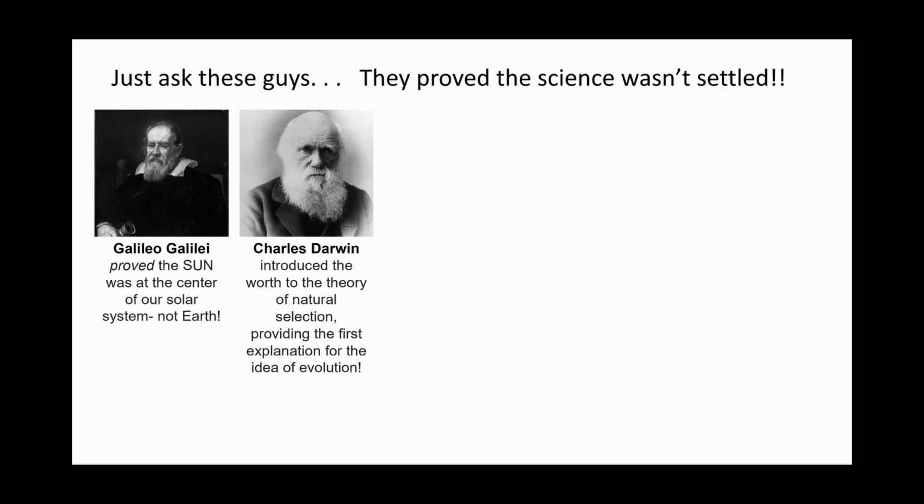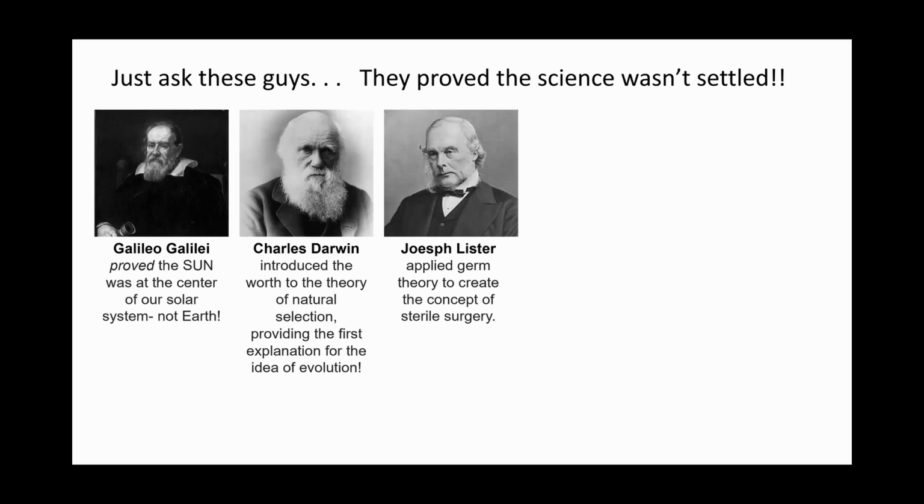Darwin introduced the theory of natural selection, providing the first explanation for the idea of evolution. Evolution, the thought that things change over time, that species change over time, had been around for a long, long time. But it wasn't until Darwin posited the concept that it's the most adaptable that survive changes in the environment and are able to pass on their genes. That concept of natural selection is what provided an explanation for evolution.